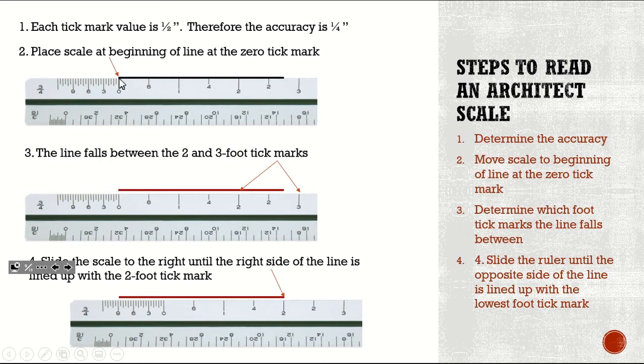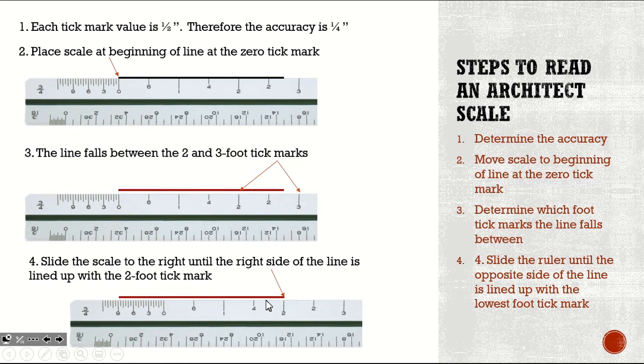So I place the scale at the beginning of the line at 0, okay, and then I find it to the nearest whole tick mark, okay. So if you look here, it falls between 2 and 3. So I have 2 feet and some inches. Okay, remember from 2 feet to 3 feet, this is 12 inches. So it's not quite 3 feet, so it's 2 feet and some inches, right? Okay, then what I do is, I slide the ruler to the right side of the line at the 2 foot mark. Because if you remember, look here, 2 to 3, it's not there, okay?